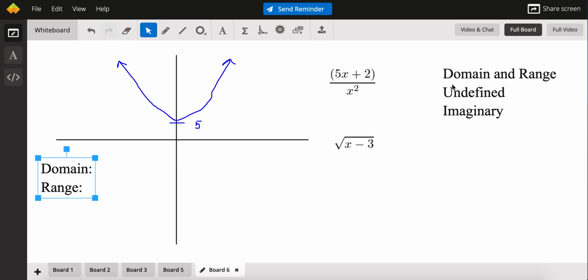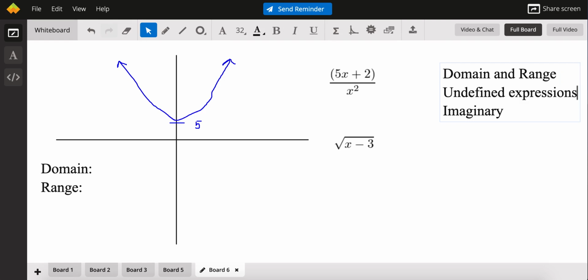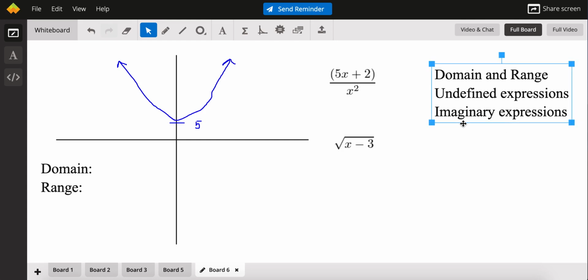A few algebra concepts, including domain and range, undefined expressions, and imaginary expressions. All right, so what does this mean? I'm bringing this up because I would say I probably never met a student who understood what all three of these mean. That's because the teachers don't explain and the books don't either. So I just want to give you guys a quick example so you would not be in that boat.